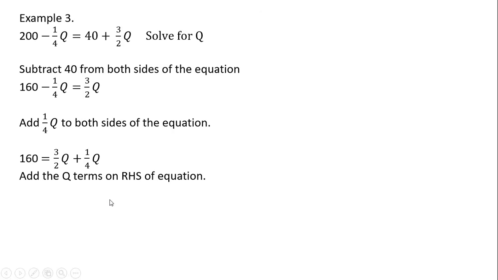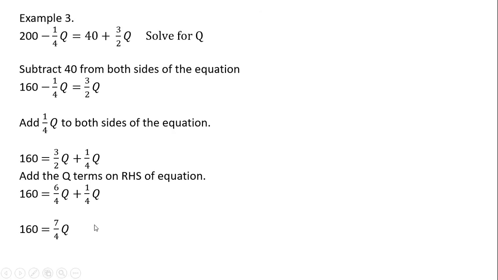We're going to add the q terms together on the right-hand side. We can do this through a common denominator. So what I did here is I used the common denominator 4. So to turn this denominator into 4, I have to multiply it by 2. And since I multiplied the denominator by 2, I have to multiply the numerator by 2. So 3 times 2 is 6, and 2 times 2 is 4. We can add these up now to get 7/4 q.